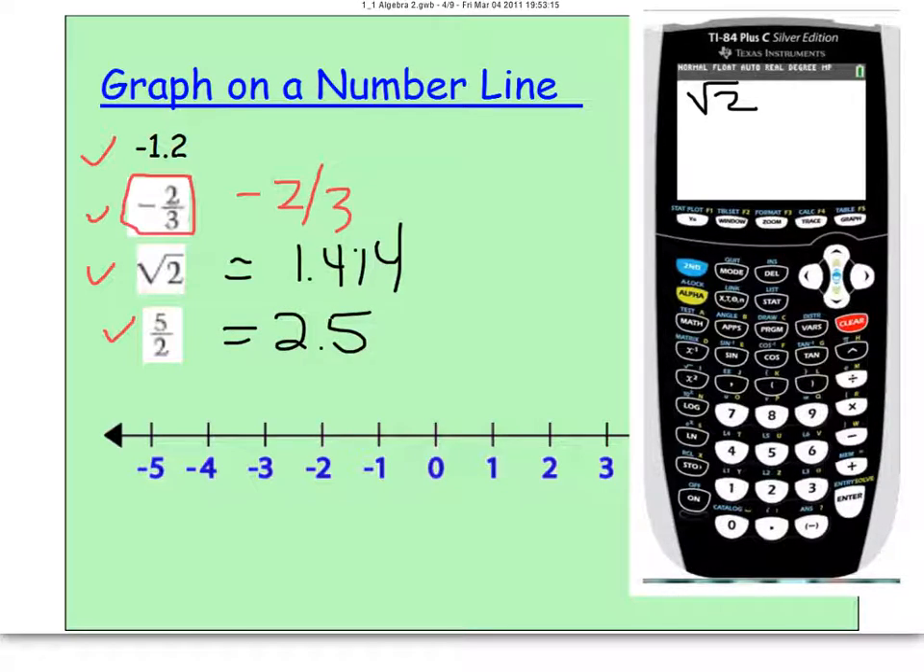Now to put them on the number line, let's do this first one here, -1.2. So here's -1, here's -2. -1.2 is going to be closer to the -1, and I'm going to label it as such.